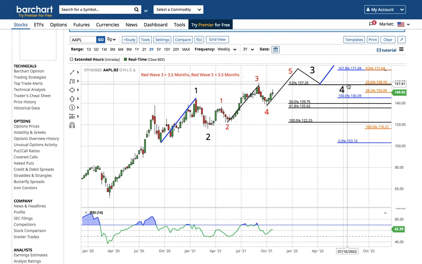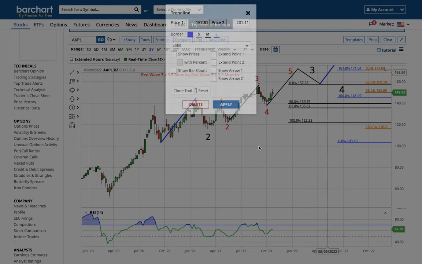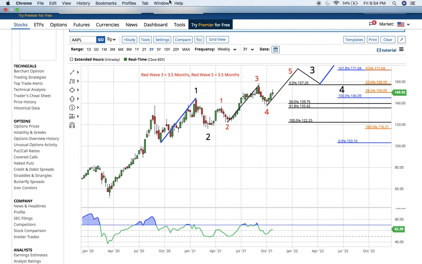We'll have a shallow wave 4 correction and then go on a wave 5 higher. This should be at least the length of wave 1, placed at the wave 4 low. Ultimately, waves 1, 2, 3, 4, and 5 should take Apple all the way to 200, later into 2022.